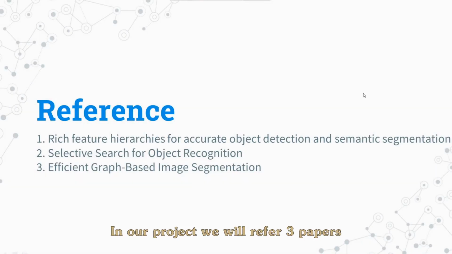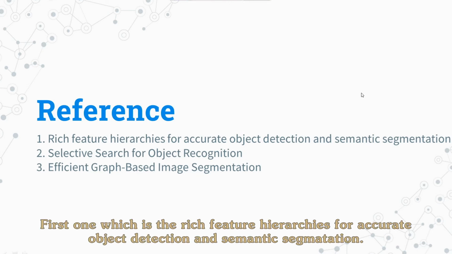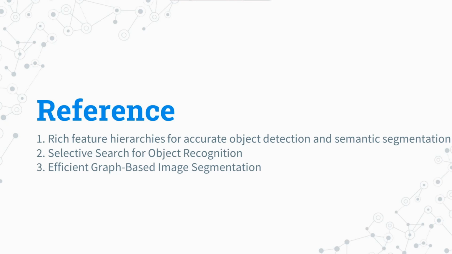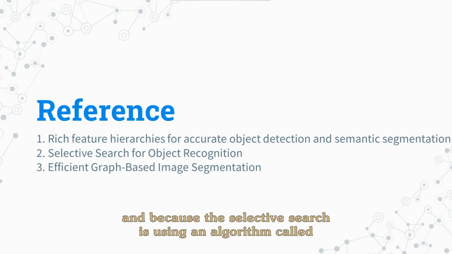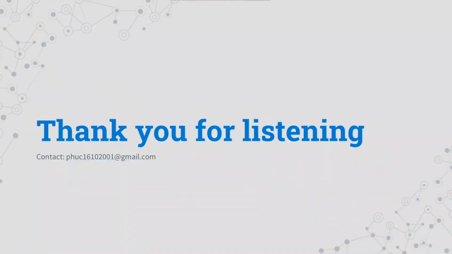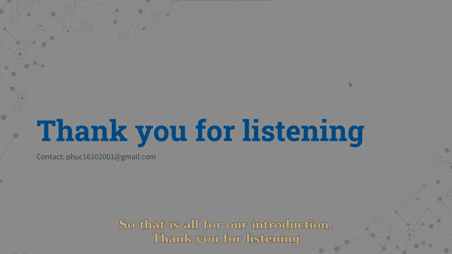In our project, we will reference 3 papers. The first one is Rich Feature Hierarchies for Accurate Object Detection and Semantic Segmentation. In this paper, they use selective search, so we also reference Selective Search for Object Recognition. And because selective search uses an algorithm called Efficient Graph-Based Image Segmentation, these are the 3 papers we reference from. So that is all for our presentation. Thank you for listening.